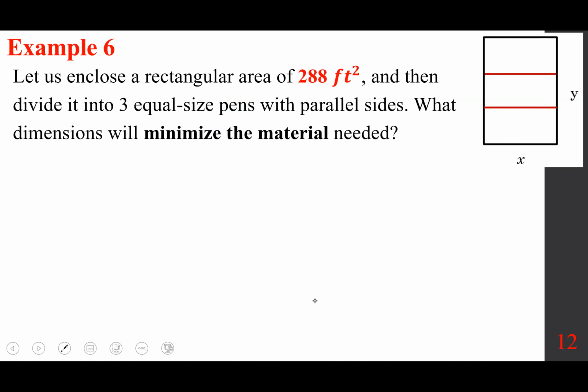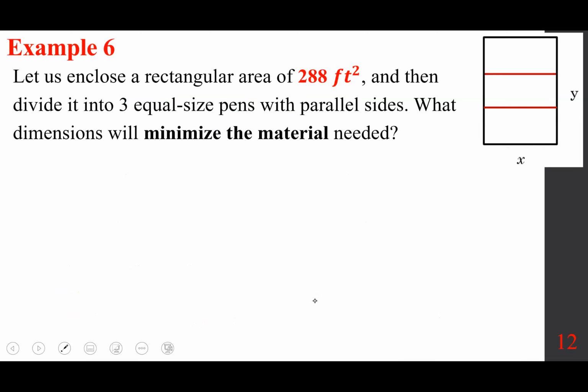Could somebody read this question, please? I can read it. Please.